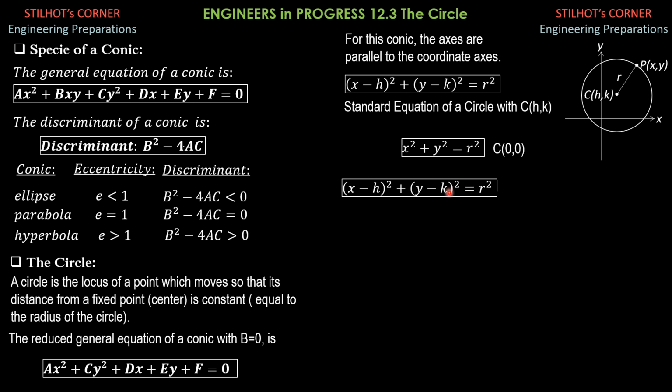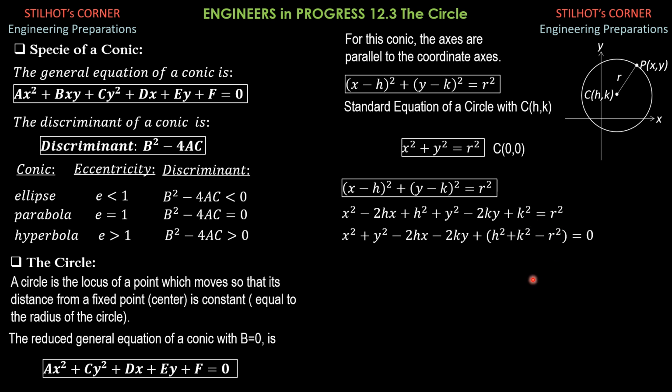So take note that this equation is easily derived by applying Pythagoras theorem, and we just form a right triangle from there. We can derive that equation. Expanding, we have x squared minus 2hx plus h squared plus y squared minus 2ky plus k squared equals r squared. So writing the first two squared terms, x squared plus y squared minus 2hx minus 2ky, then combine all the constants, plus quantity h squared plus k squared minus r squared, equals 0.